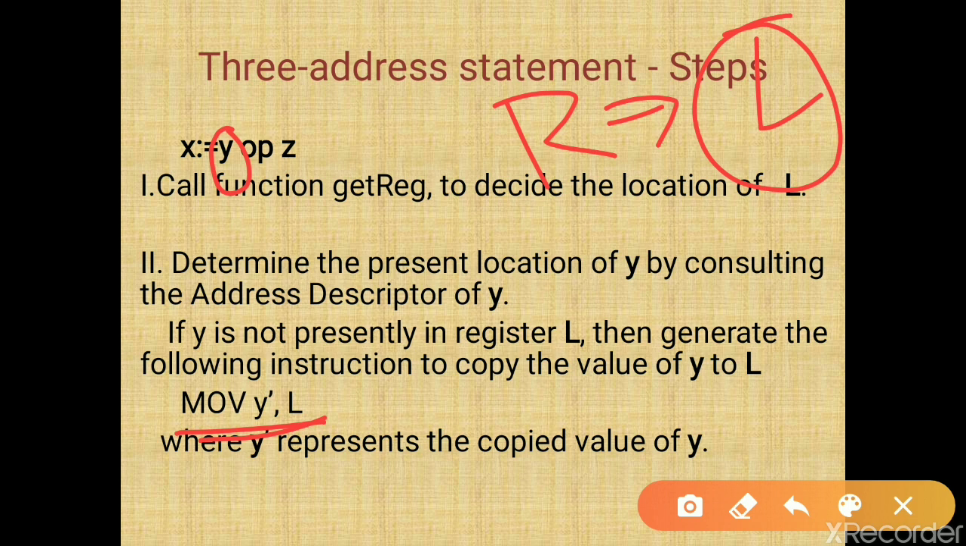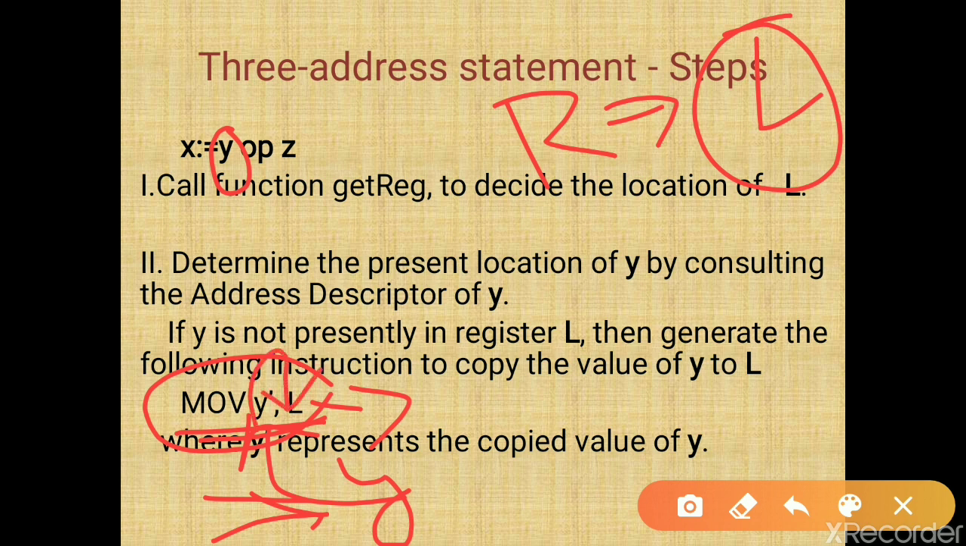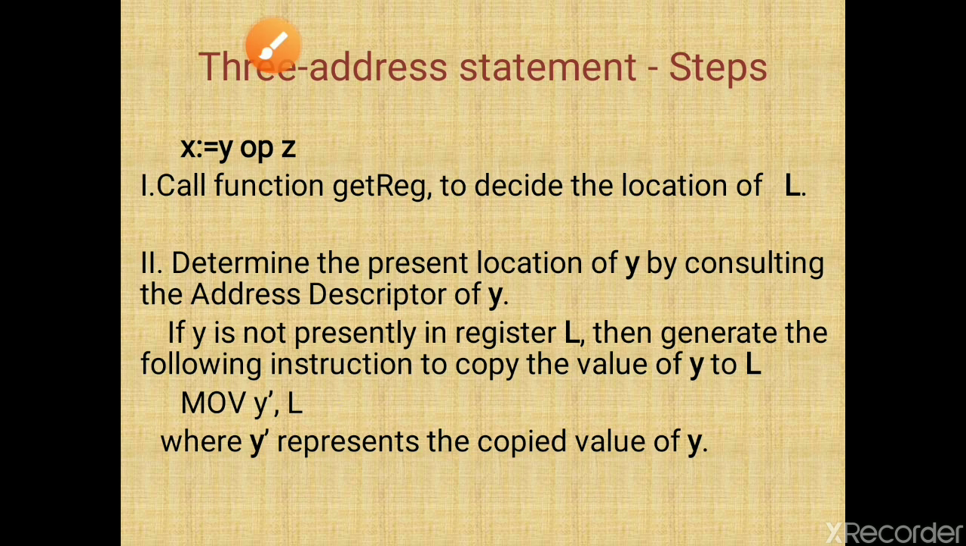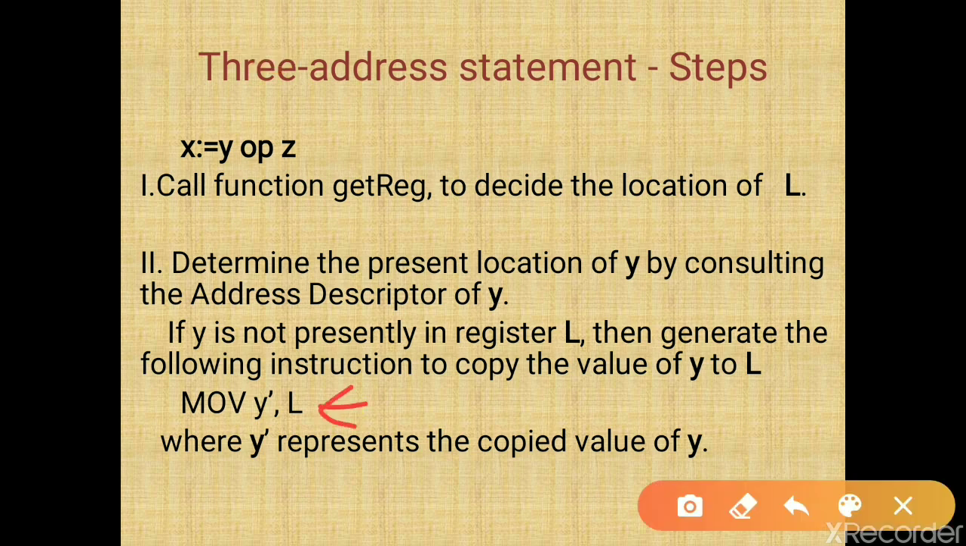This Y dash is called the prime value, and if Y is not present in the register L, I will use this instruction, move Y dash to L. Here L is the destination register. Y dash represents the copied value of Y. Whatever value Y is having is copied into Y dash, and that will be moved to the register L. L is the destination, the second register. So whatever value is given by Y dash, that value is stored inside L. That is the second step.